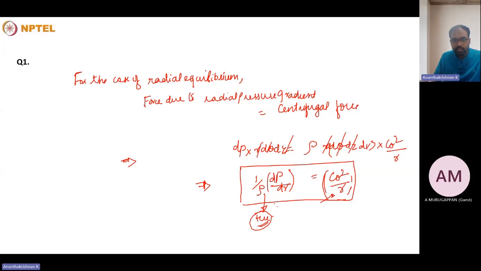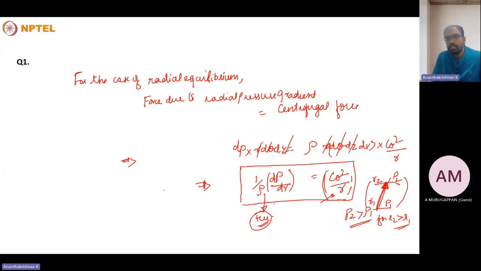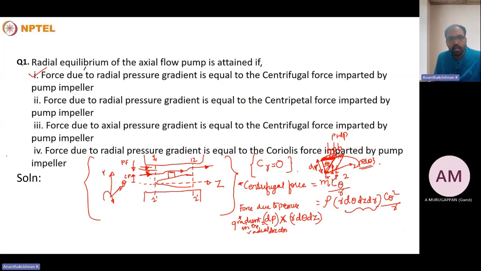That means that dou p by dou r is positive. As we increase the radius in the radial direction, the pressure increases. That means that P2 will be greater than P1. So at an outermost radius R2, the pressure P2 will be greater than the pressure P1 at an inner radius. So for radial equilibrium, the pressure difference from outside to inside balances the centrifugal force. This is the mathematical formulation for the given question of radial equilibrium.